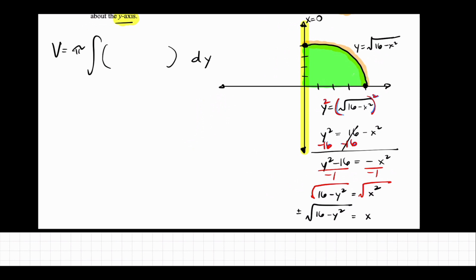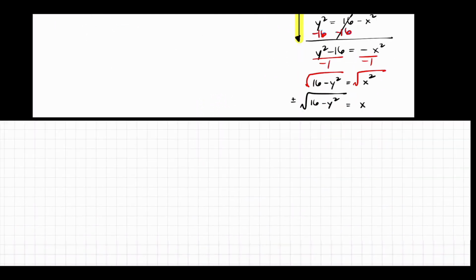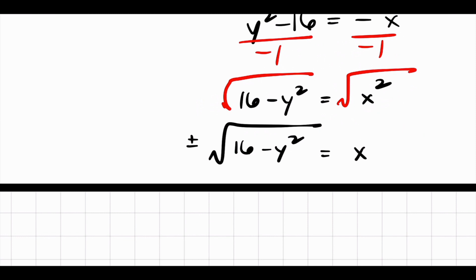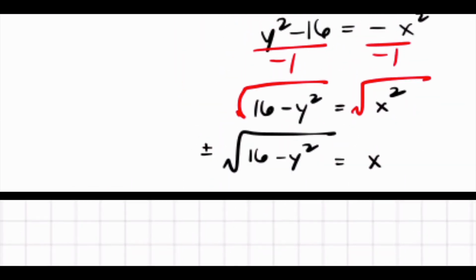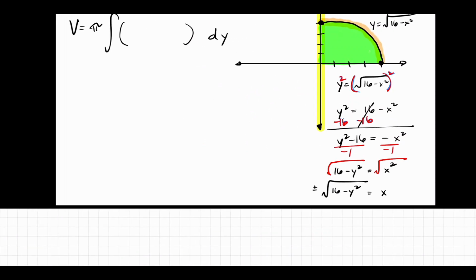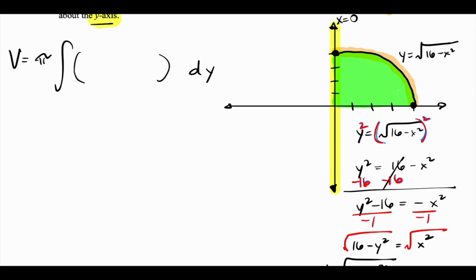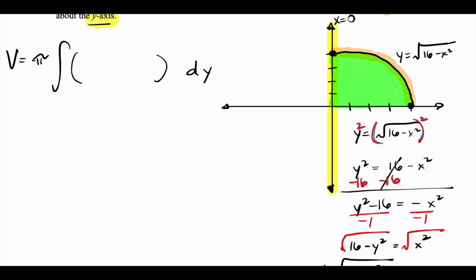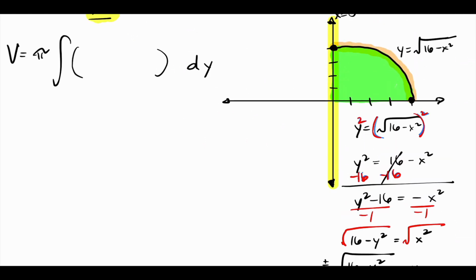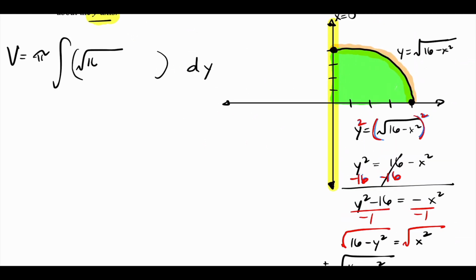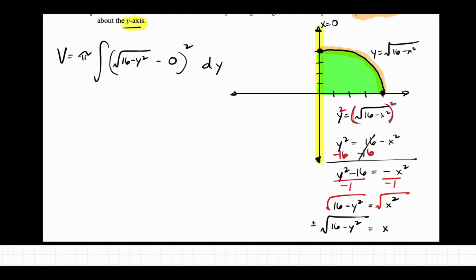So this is the one that you want. You're going to have to use your calculator to see, do I need both positive and negative, or can I just use one of them? Which one is that? The positive, because everything in the first quadrant is positive. So I just need the positive. So I'm going to put in here root of 16 minus y squared, minus 0 squared. And that's what you're going to solve for.